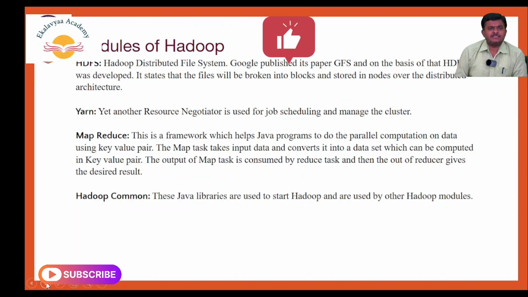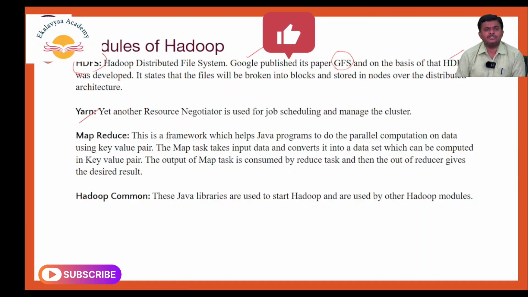Several modules are available in Hadoop. HDFS, the primary one, is a storage system, the Hadoop Distributed File System, where the data is stored. Google at the beginning published its paper called Google File System, GFS, and on that basis HDFS was developed. It said that the files will be broken into blocks and stored in nodes over the distributed architecture.